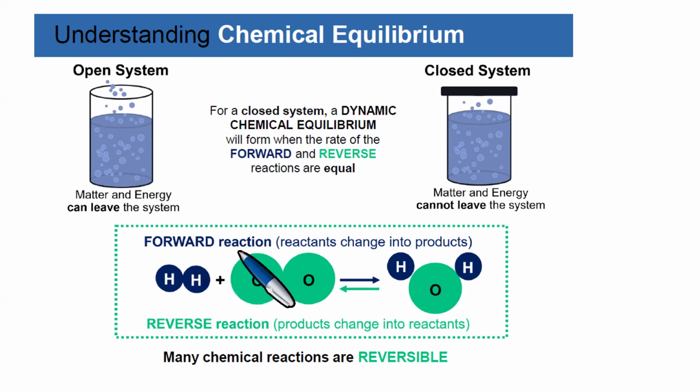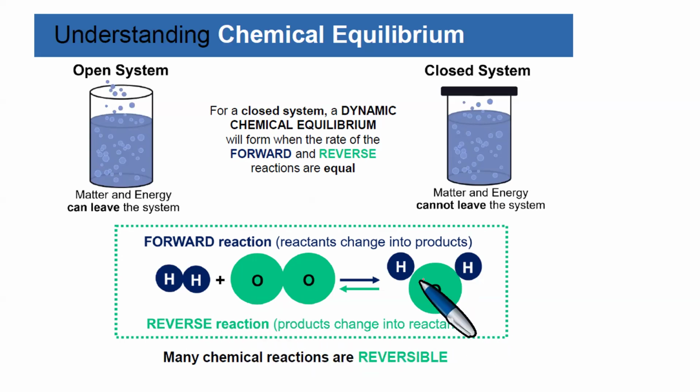There's something called a forward reaction. In a forward reaction, reactants change into products. So we have an example where you have, for instance, two hydrogen atoms and two oxygen atoms, and there's a forward reaction in the direction of the blue arrow, and you are able to see that now you have two hydrogen atoms and one oxygen atom there. In the reverse reaction, products change into reactants. So when we go in the direction of the green arrow, the products change into reactants.